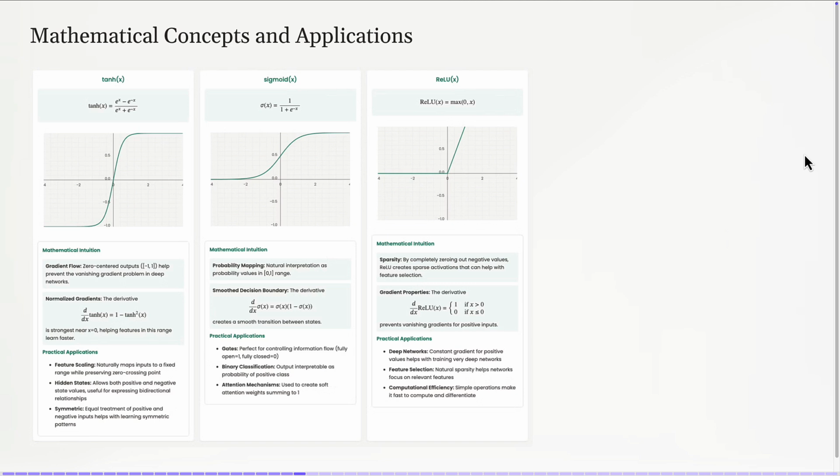Okay, so each one has some particular type of usage, and it has to be carefully selected depending on the task that we want to achieve. So look here, it's used for feature selection, and here it's used for feature scaling, because you can scale it up or down, whether positive or negative. Here it can be used for binary classification. It can also be used for LSTM networks, so we will see this in a while, and also in the attention mechanism, used to create soft attention weights summing to 1.